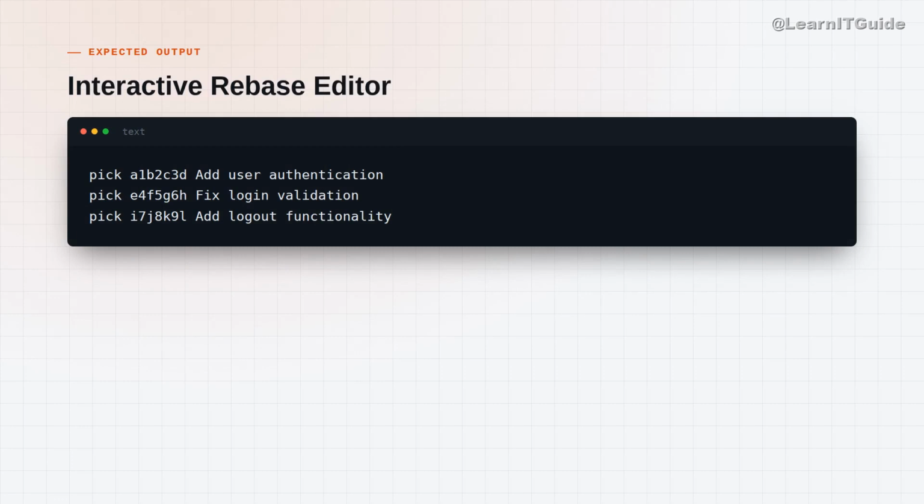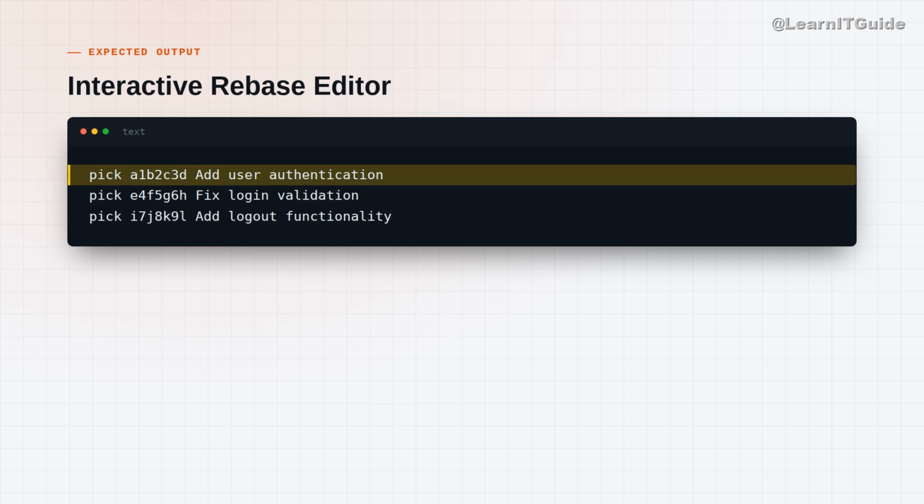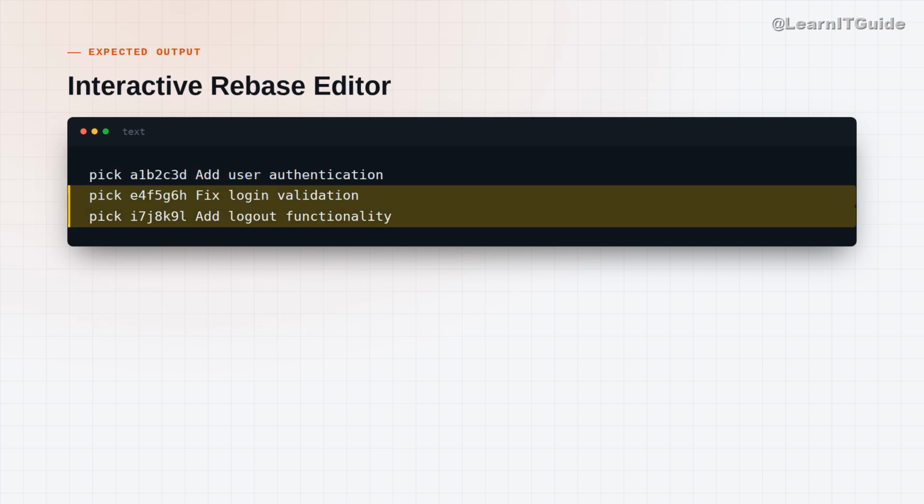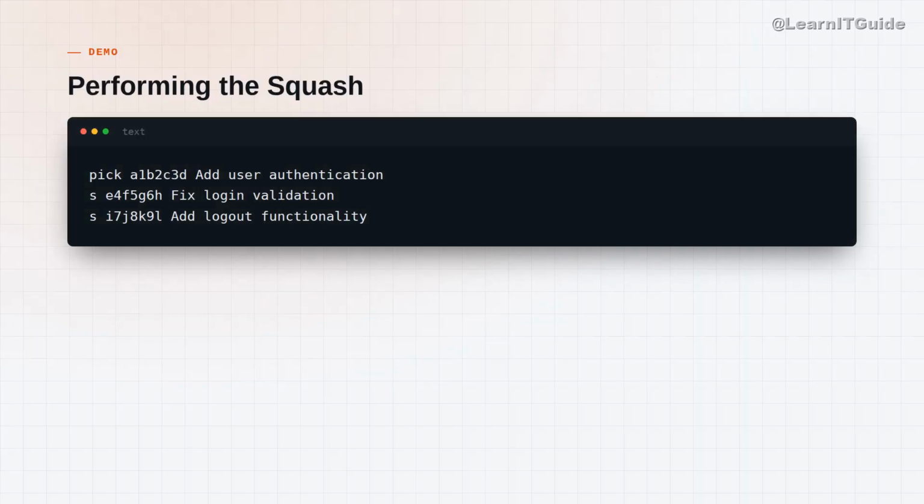Each line starts with the word pick. To squash, we keep the first commit as pick and change the others to squash or s. This tells Git to take those commits and fold them into the one above them. Here, we change the second and third lines to s, which is short for squash. When you save and close this file, Git will open a new editor window for you to write the final combined commit message. This is where you summarize exactly what the entire feature does in one clean entry.